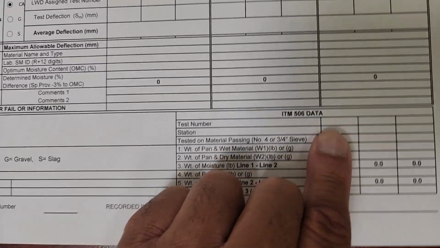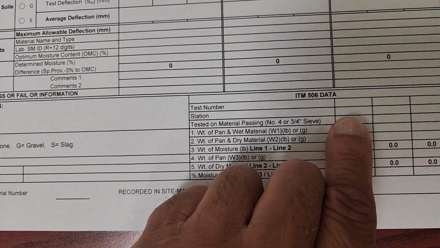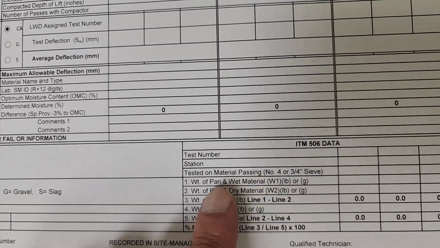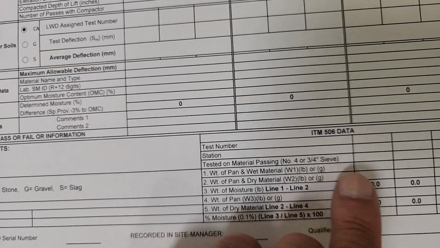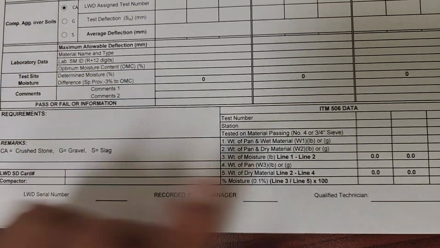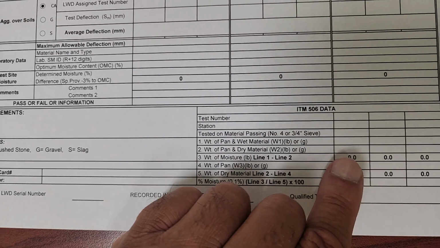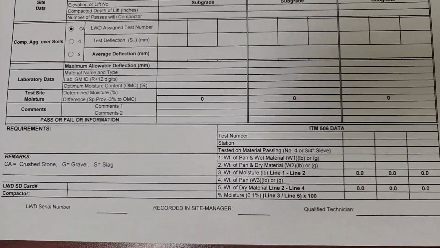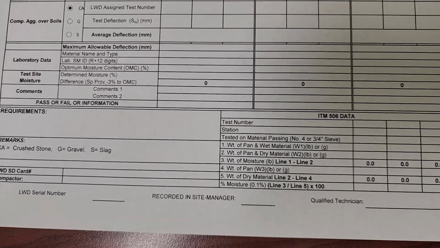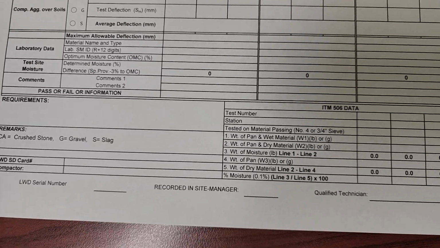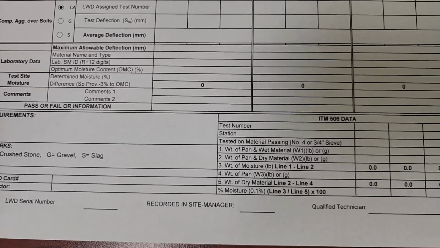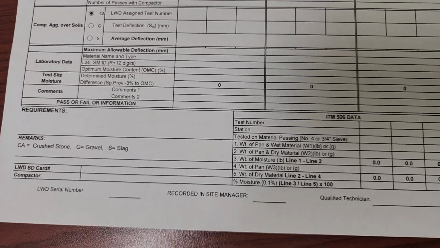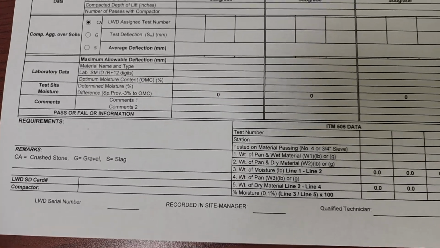Now, what we have here, if I was running a test, you have your test number. You have your station, and I will provide this when I actually run a test. And then you have tested on material passing, and that was number 53 aggregate. That was tested. Now, your aggregate for the number 4 sieve must have at least 50% or more passing through the sieve.